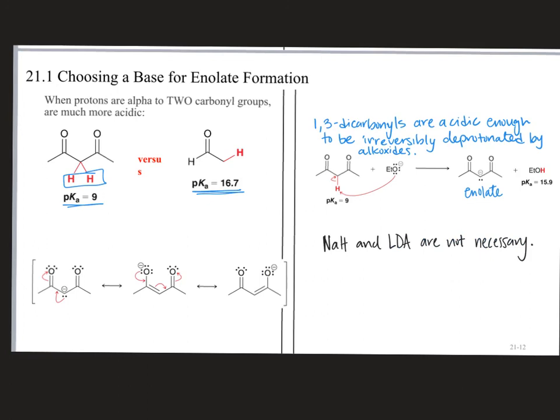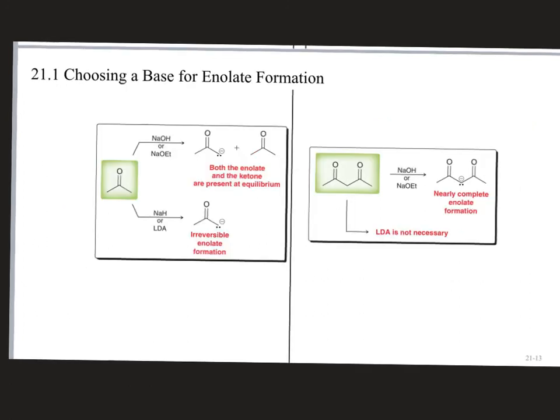It would be overkill. So in the next few sections of this chapter, it will be important to know what base to use in order to generate the enolate. And it's going to depend on the carbonyl compound as well as the desired result. Okay, so whether or not you want to have a reversible enolate ketone reaction or one that's irreversible.